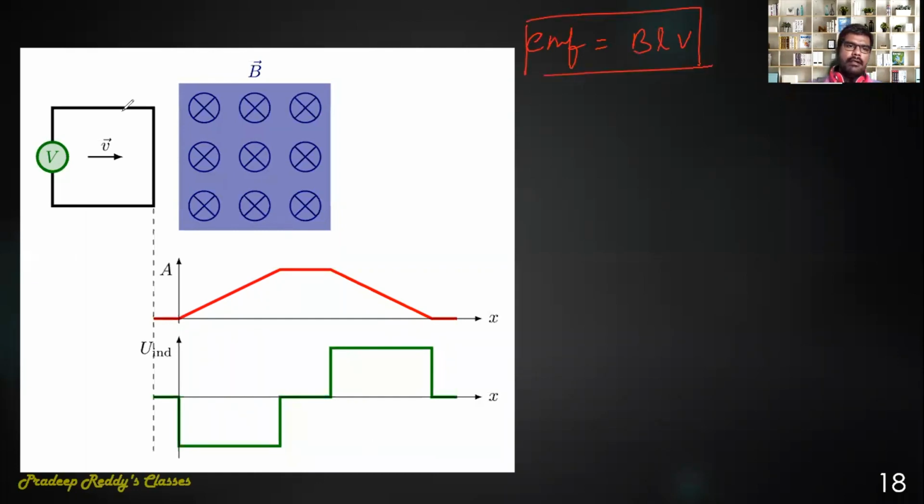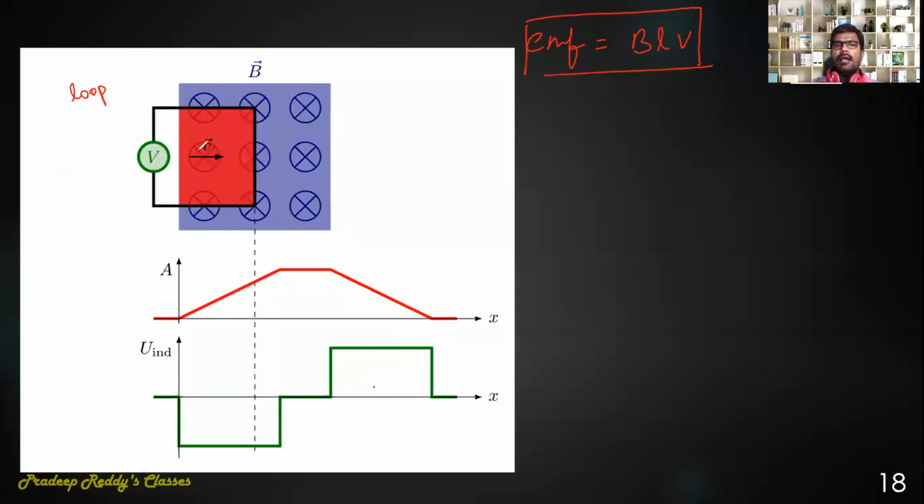Now I am taking one loop. This is a loop, and this loop is moving with velocity V to the right side. So when this loop is coming closer into the magnetic field, there will be some EMF produced.